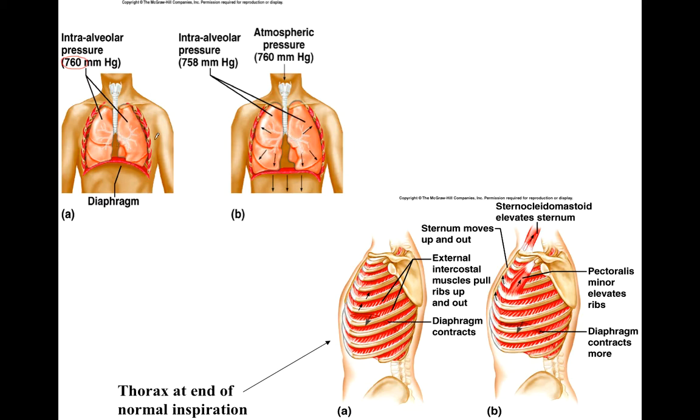To make air come into the lungs, we've got to decrease the pressure in the lungs. So the way we do that is we contract this diaphragm, and when the diaphragm contracts, notice it's way up here in A, but in B, when we contract it, it's down here. That makes the volume of the thoracic cavity larger. When the volume of the container goes up, the pressure will go down. So now the pressure inside the lungs is only 758 millimeters of mercury, and the air can rush in from the outside.